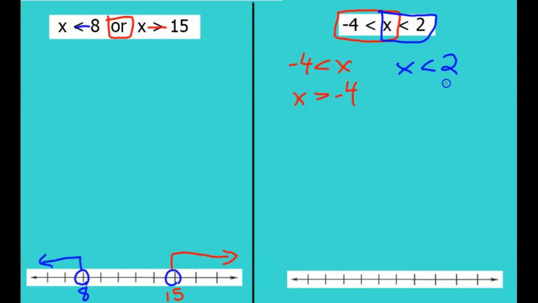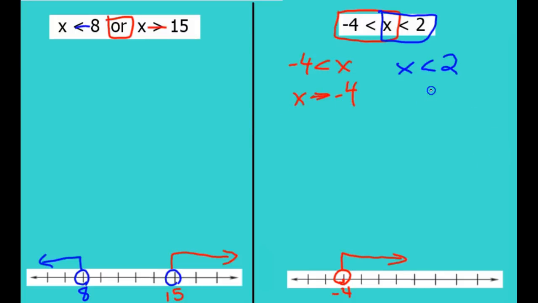This one is just fine to graph. So -4 is the smaller one, so we start on this side where the smaller numbers would be on our graph. And we have a greater than sign, so an open circle. This would be -4 with an arrow pointing to the right.